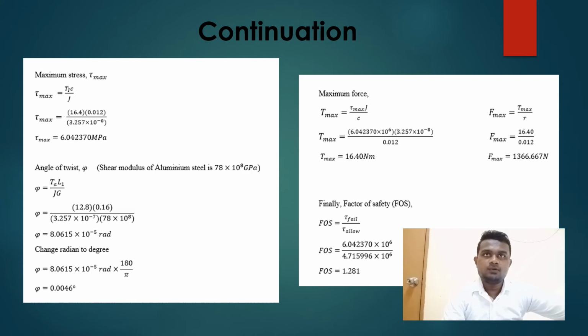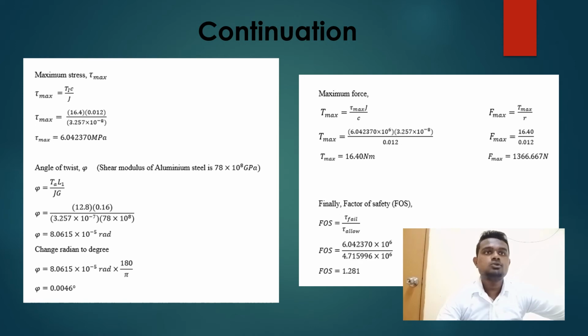Maximum shear stress can be found by tau max equals Ti times the C divided by J. We already found the Ti, so we just need to substitute, and we got tau max equal to 6.042370 megapascal. And after that, we need to find the angle of twist. Angle of twist can be found by using the equation of Ta times the L1 divided by Jg. We got the angle of twist, which is 8.0615 times 10 to the power of negative 5 radian.